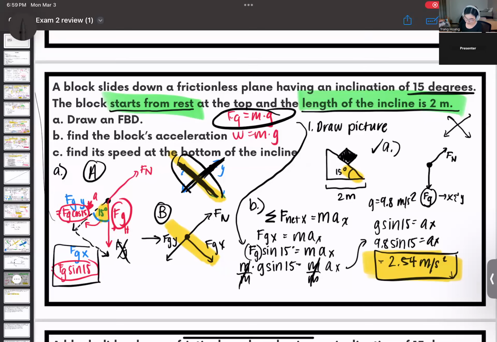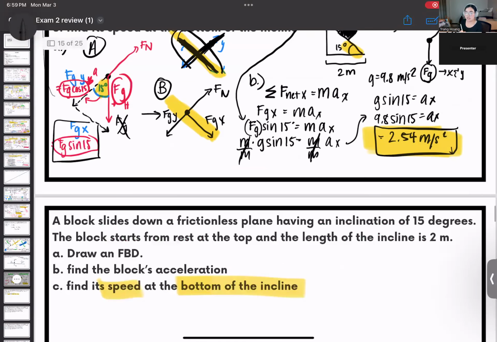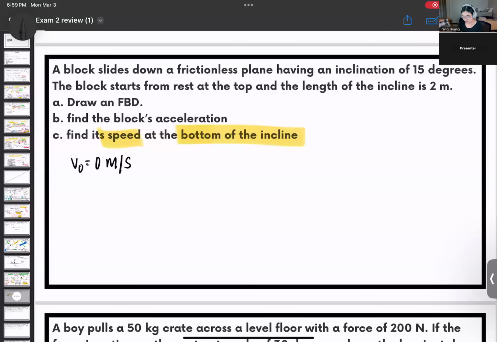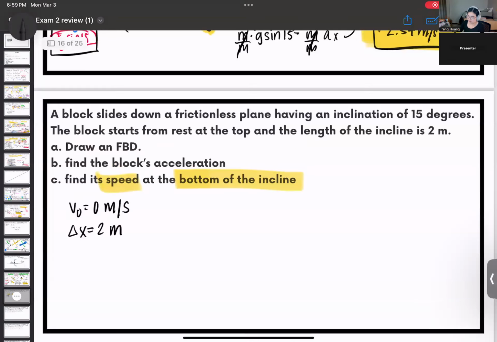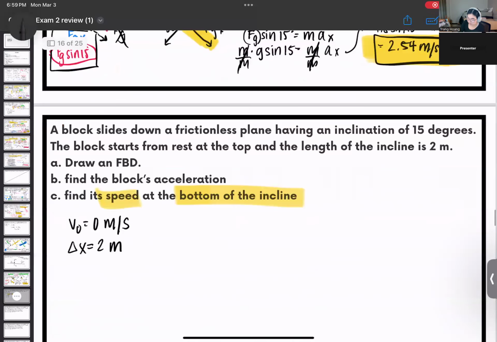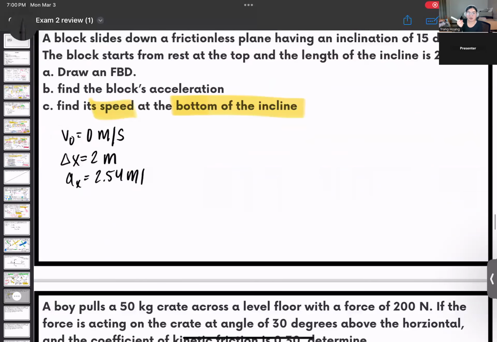So we know that it starts from rest, 0 meters per second. We're told the length of the incline is 2 meters. You know length, 2 meters, change in x, okay? And don't forget, you know what the acceleration in the x direction is. ax is equal to 2.54 meters per second squared. Now we're asked to find the final velocity.